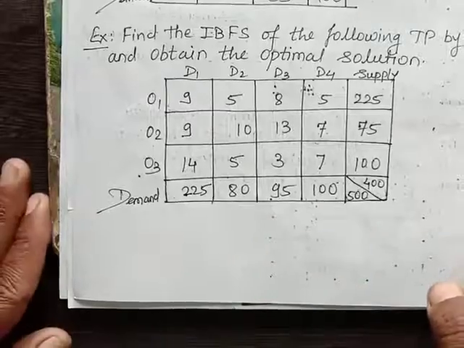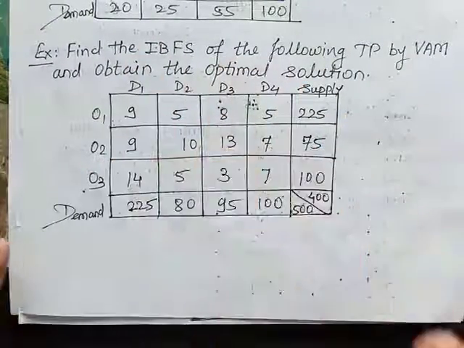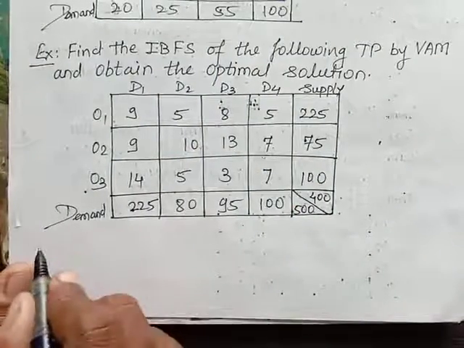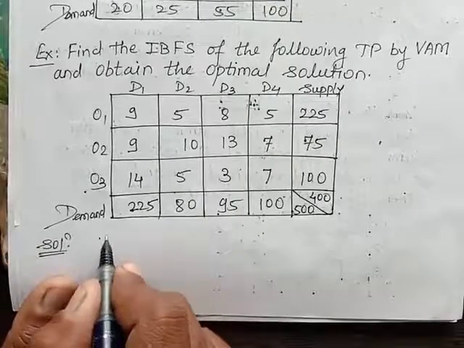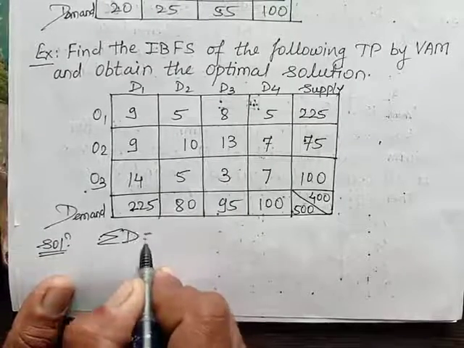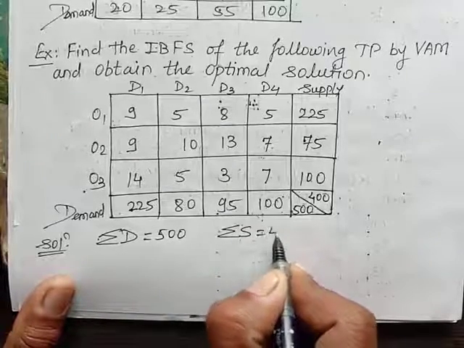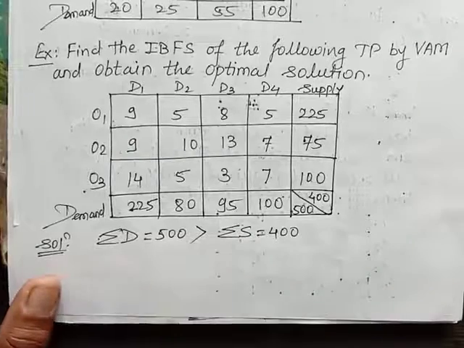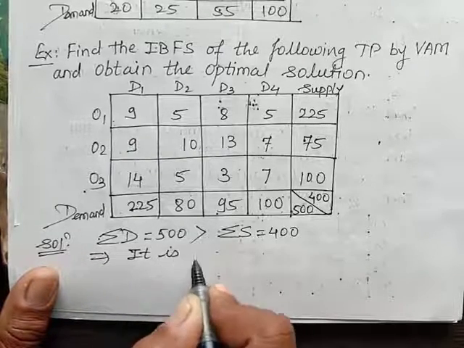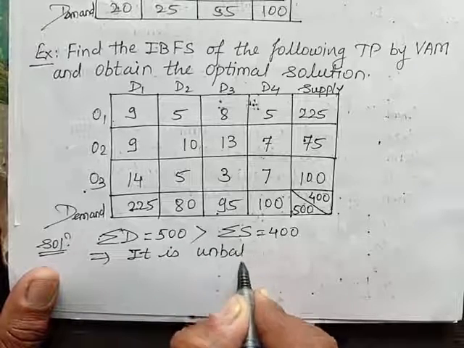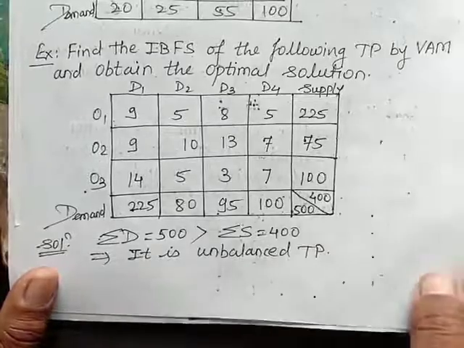Here we have to determine the initial basic feasible solution using VAM, and then we have to obtain the optimal solution. So let's write the solution. What can I say here? Summation demand is how much? 500, and summation supply is how much? 400. So summation demand is more. So it is unbalanced TP.